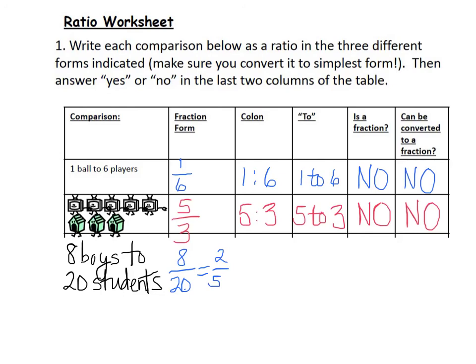If we write this ratio with a colon, that would be 8 colon 20. And reduced, it would be 2 colon 5. Same thing with the word to: 8 to 20 and 2 to 5. So, is this a fraction? We have 8 boys to 20 students in a classroom. So yes, actually this would be a fraction because the 8 boys is a part of the whole 20 student body in this classroom. And yes, it can be converted to a fraction.